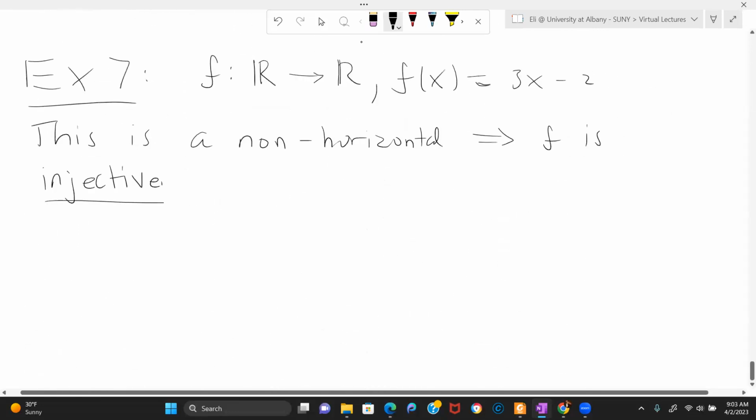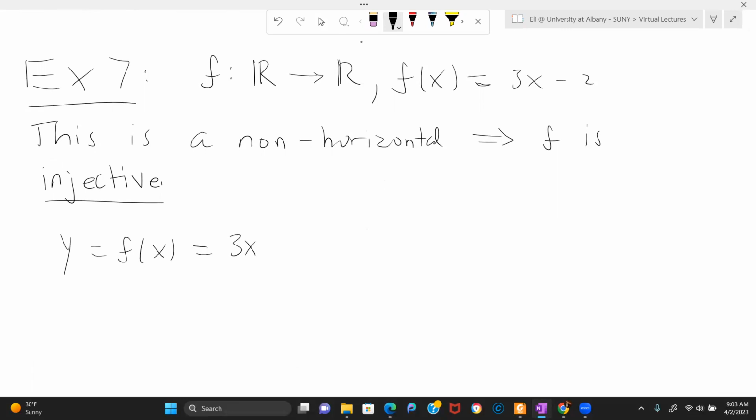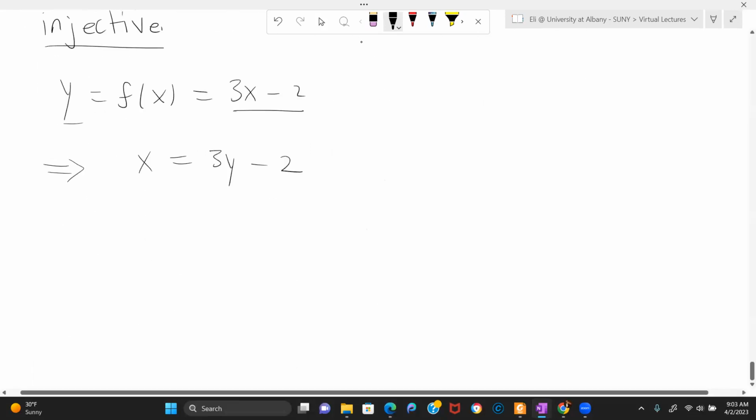We're gonna write y is equal to f of x, but f of x is equal to 3x minus 2. So we have this equation y is equal to 3x minus 2. Now we're gonna switch x and y. So we're gonna get x is equal to 3y minus 2. So this is the first step. Here's the second step, and now we're gonna do the third step and solve for y.